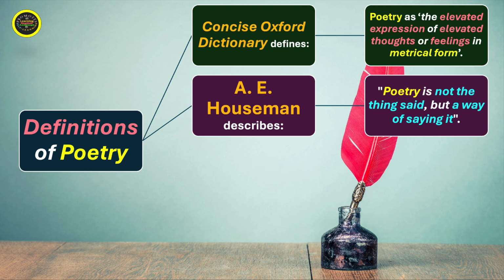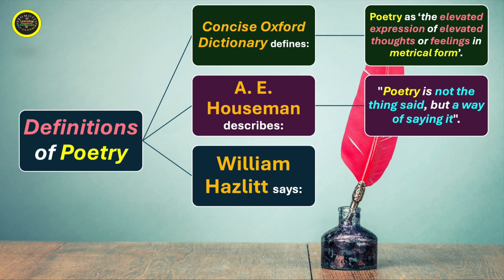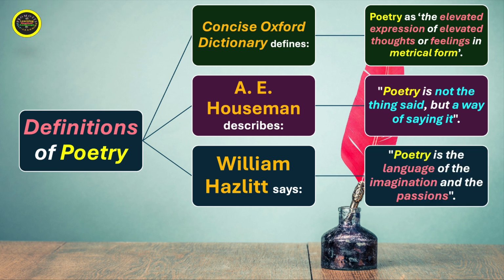We have one more definition in this respect. William Hazlitt says, poetry is the language of the imagination and the passions. Poetry decorates your language. It expresses your emotion and passions in a beautiful way. In prose, normally you express your ideas straightforwardly, and they are easy to understand. But if you express the same idea in poetry, it appeals to the mind and the heart. Therefore, we say poetry is the language of the imagination and the passions. It comes out from the depth of your feelings, and it is really very fascinating.